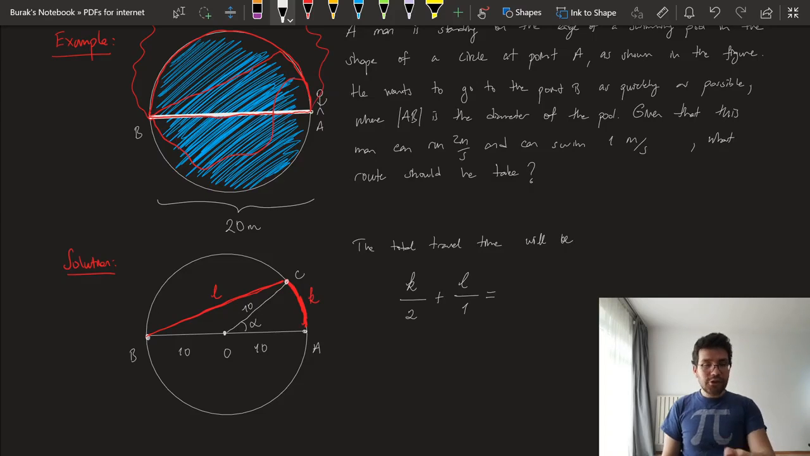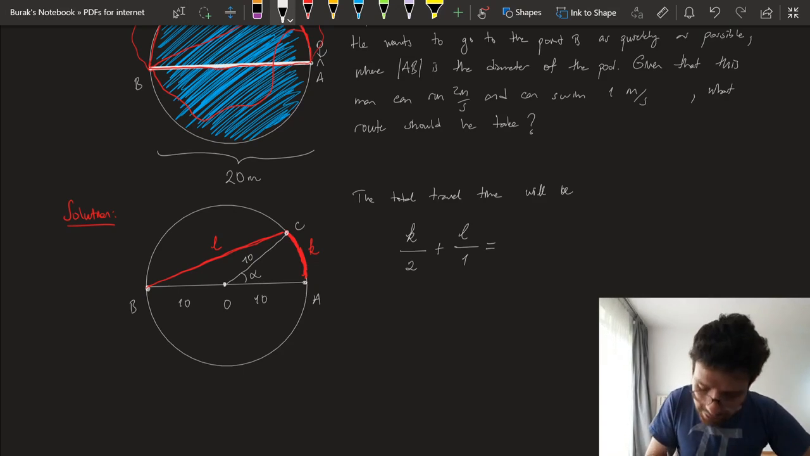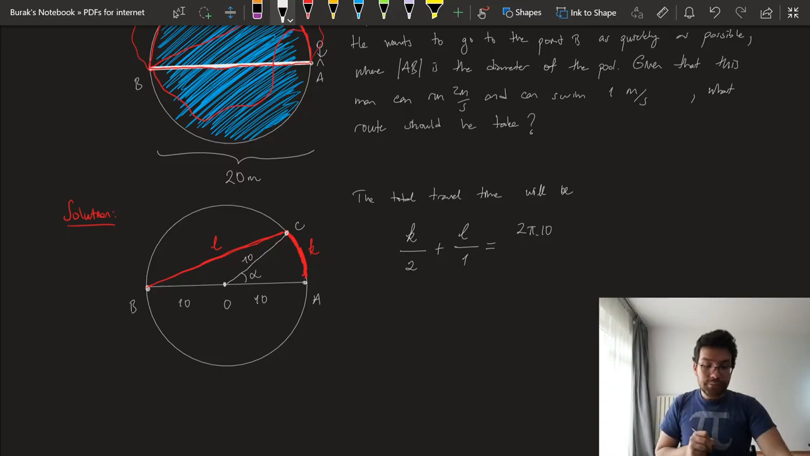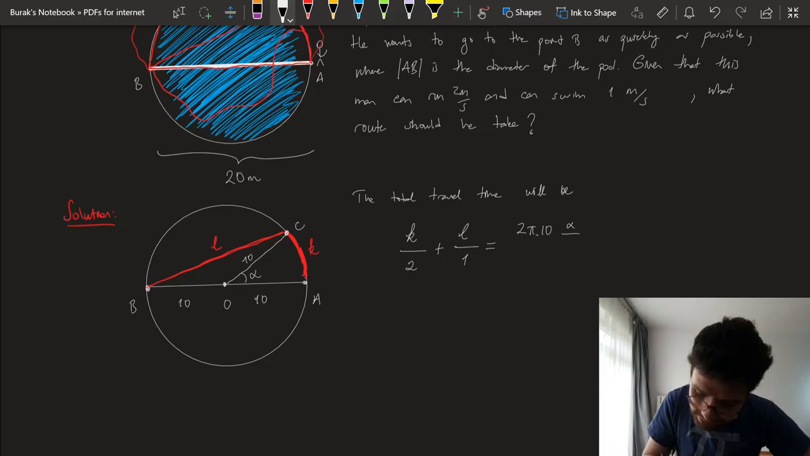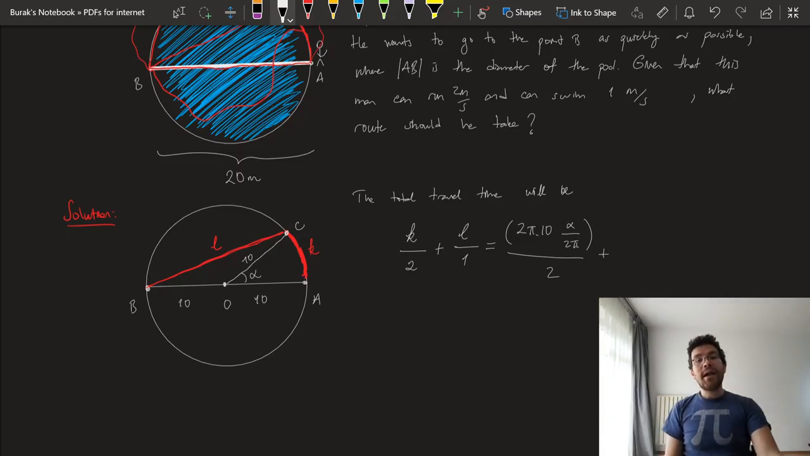And from the picture, we can actually guess that everything will be depending on alpha. So let me try to write K and L in terms of alpha. Now, the circumference of the circle is 2 pi times 10. And he is running how much of this? Alpha over 2 pi of this, because the full circle is 2 pi radians, and I'm assuming that he's running for alpha radians. So this is K.